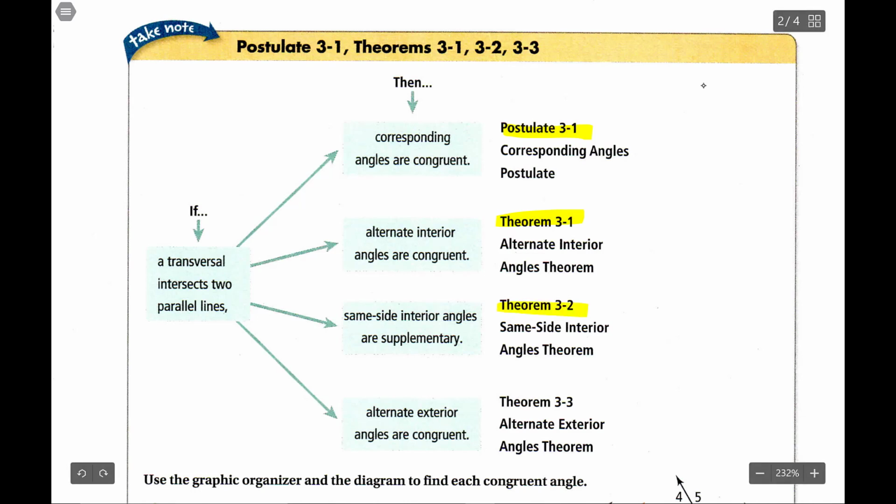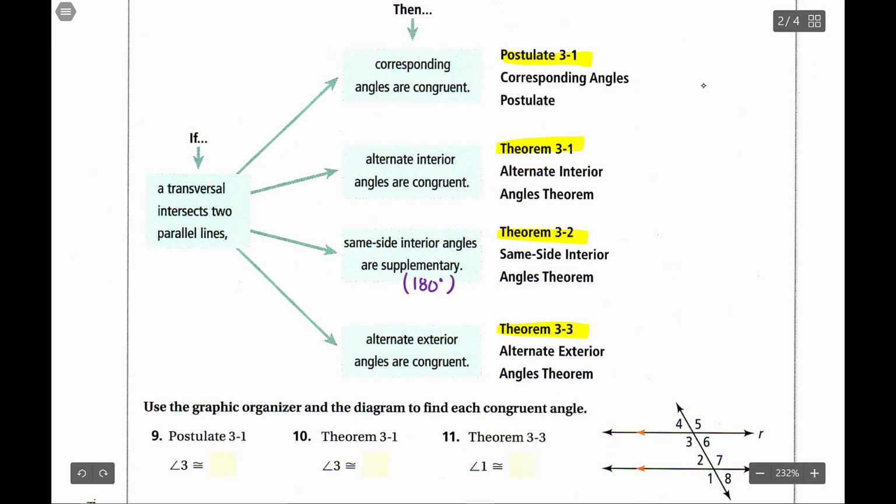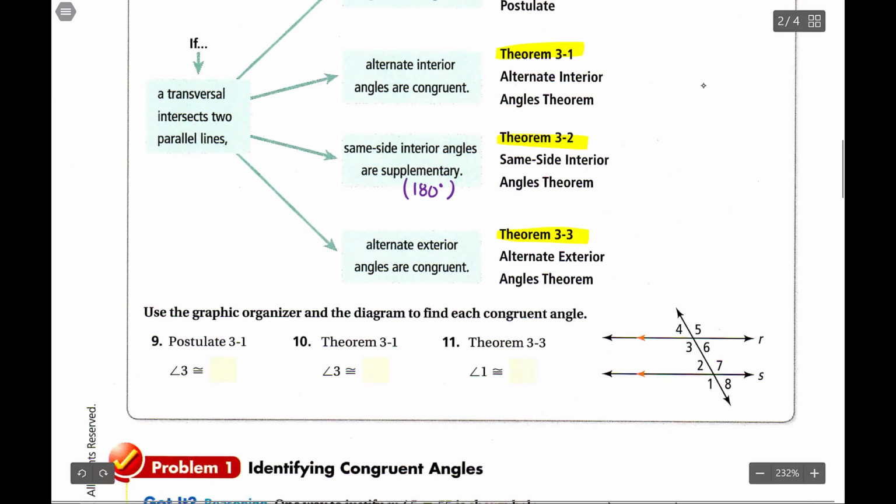Theorem 3.2 tells us that same side interior angles are supplementary. That means they add up to 180 degrees. And then theorem 3.3, alternate exterior angles are congruent. So let me just indicate under here that supplementary is 180 degrees. Complementary, they would be 90 degrees. So same side interior angles would form a line.